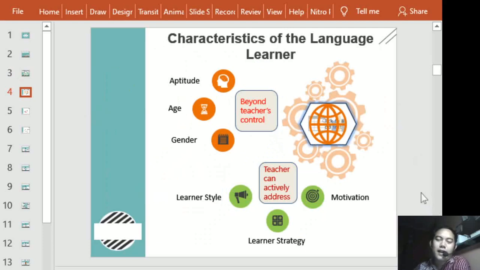So understanding learners' characteristics is very important in foreign language teaching, since these determine how fast or how well the learners are likely to master the foreign language. The characteristics of the language learner can be differentiated into two: those which are beyond the teacher's control, for example age, gender, and aptitude, and factors that the teacher can actively address to increase the effectiveness of instruction, for example motivation, learner strategies, and learner style.